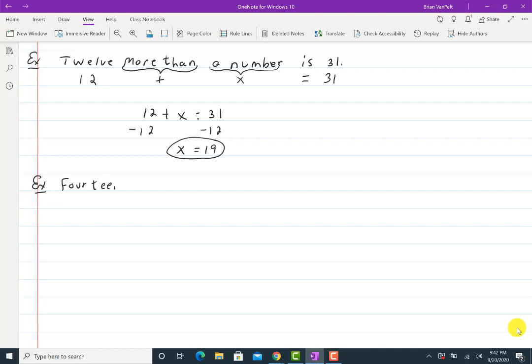14 less than a number is 19. So here we have 14 less than a number is 19. Once again, there's the word is, and 19 is the only thing on the other side of is, so that's easy enough. By the way, this is a sentence because the word is is a verb. Now the other side's a little bit different. You would like to go 14 less than a number.